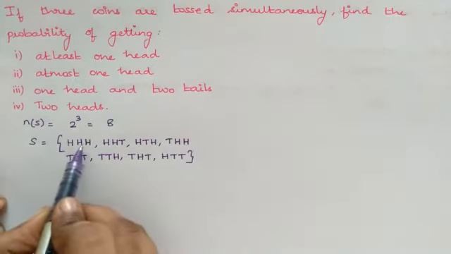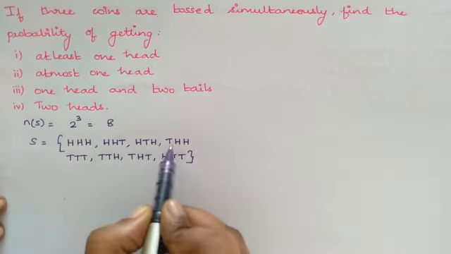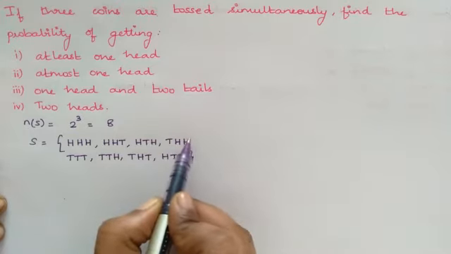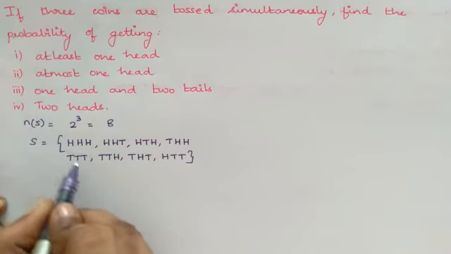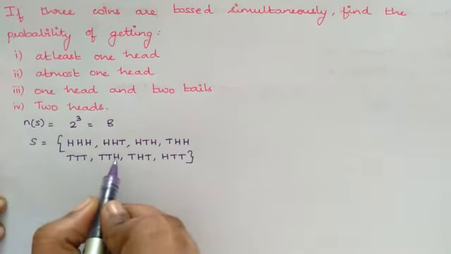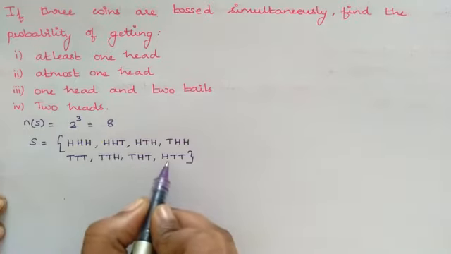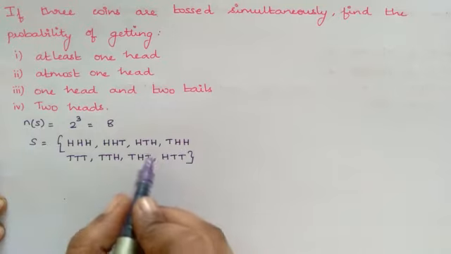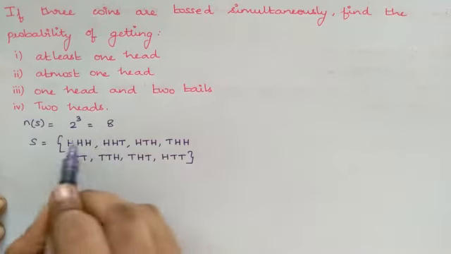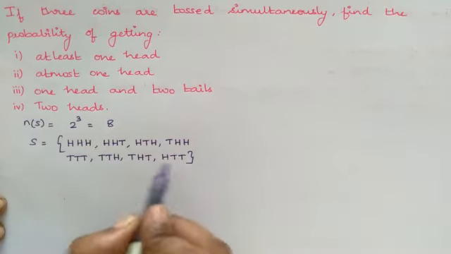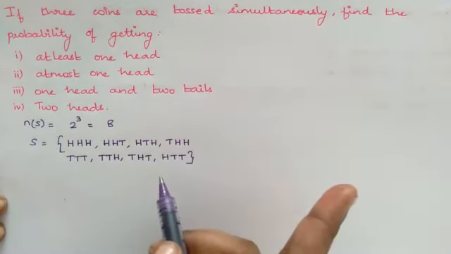So 3 heads, this is possible. 2 heads, this is also possible, and 2 heads again. These 4 are possible. Now here, do we have a head, children? No, we don't have a head, so this is not possible. Here we have one head, at least one head. Here also one head, and here also one head. So how many possibilities do we get, excluding only this one? We have a total of 7 possibilities, because in these 7 possibilities, when we are tossing the coins, at least we are able to get one head.